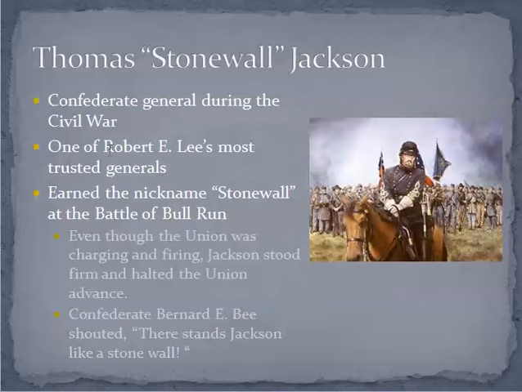So even though the Union was charging and firing, most of the Confederate Army was starting to retreat. However, Jackson and his troops stood firm and they halted the Union advance. And then there was another Confederate leader named Bernard E.B. who shouted, "Look, men, there stands Jackson like a stone wall." And he used that as a rallying cry to try to have some of the other Confederates stand and remain fighting. So he got that nickname Stonewall, and just for the record, the Confederates did win the first Battle of Bull Run, otherwise known as the Battle of Manassas.